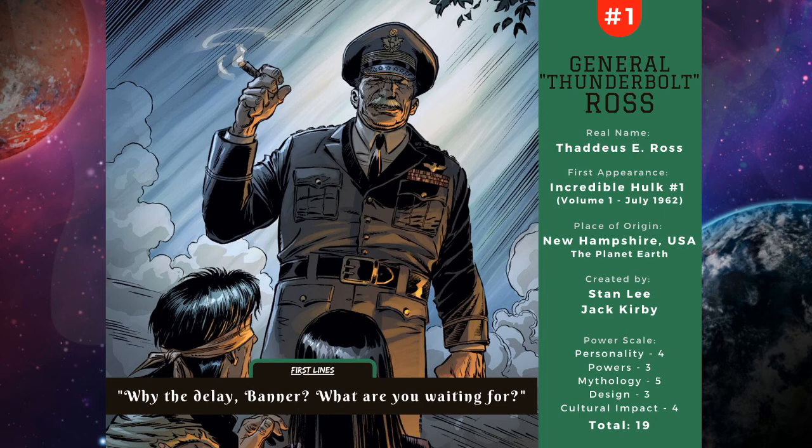For you YouTube watchers, you'll notice that on the graphics here, I've got the first lines that each of these characters ever said in the comics. And I think General Ross has a very foreboding line, and he bursts into the room where Banner and his fellow scientists are getting ready for this gamma bomb test. And he says, "Why the delay, Banner? What are you waiting for?"